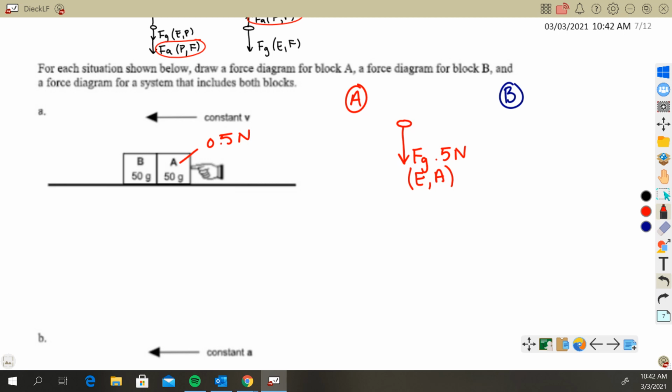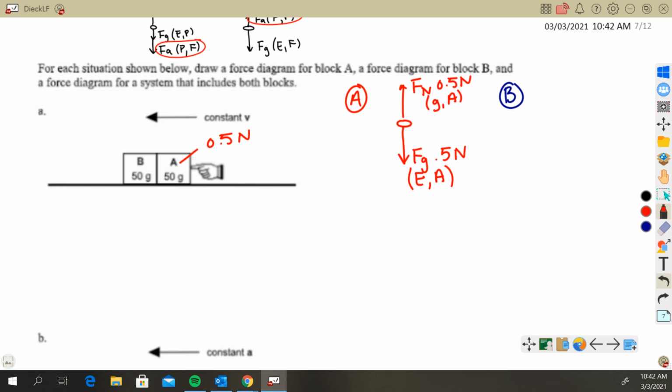All right, what's going to be my upward force on block A? It's going to be 0.5 newtons up. It's a force normal of 0.5 newtons. What's dealing the 0.5 newtons? The ground, and who's feeling it? The block. The block A. Very good.